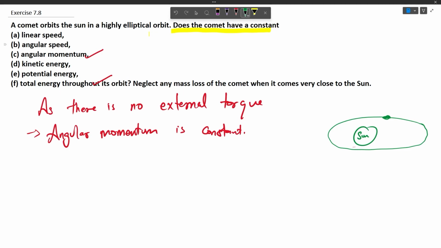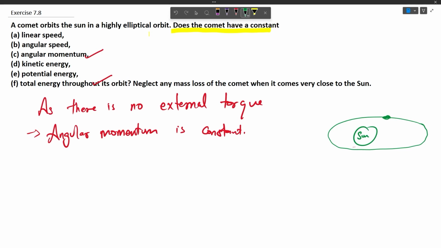We know that linear speed will change when it goes near as compared to when it goes farther, because according to Kepler's law, the area traversed by the comet should be equal in equal times. So obviously its linear speed is not going to be constant. It changes with the position vector. So this is not correct. Angular speed similarly will vary.